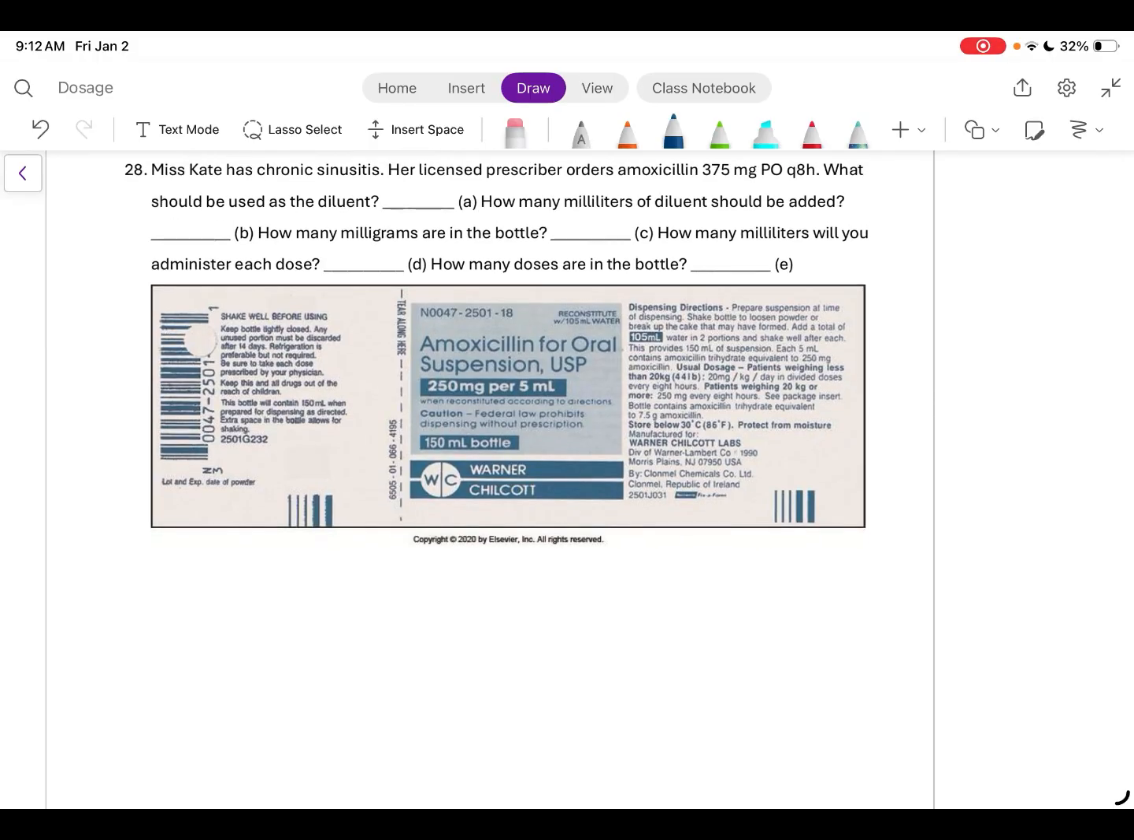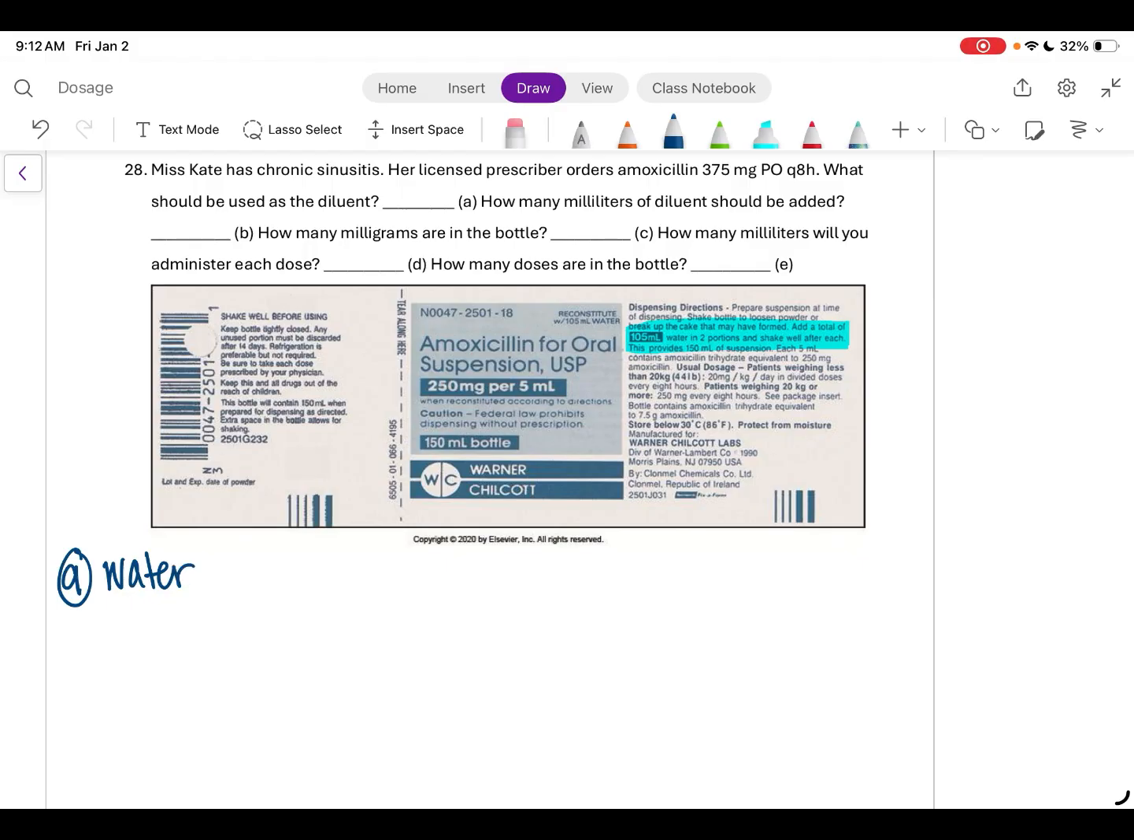Miss Kate has chronic sinusitis. Her licensed prescriber orders amoxicillin 375 milligrams PO every 8 hours. What should be used as the diluent? So that answer is right in here. Okay. A is water.